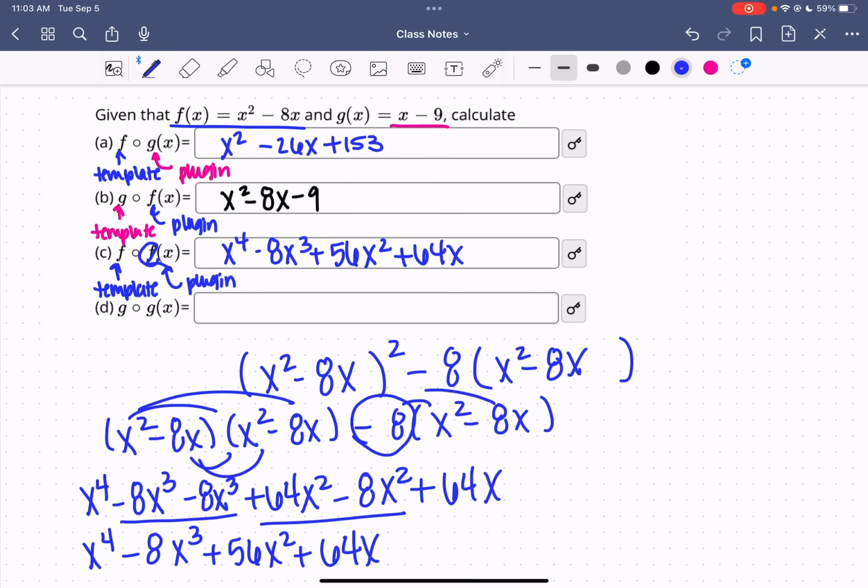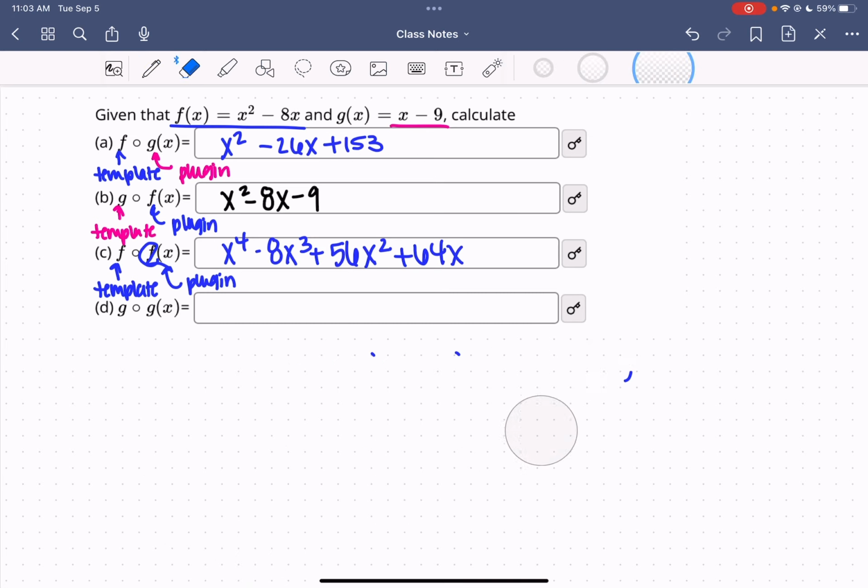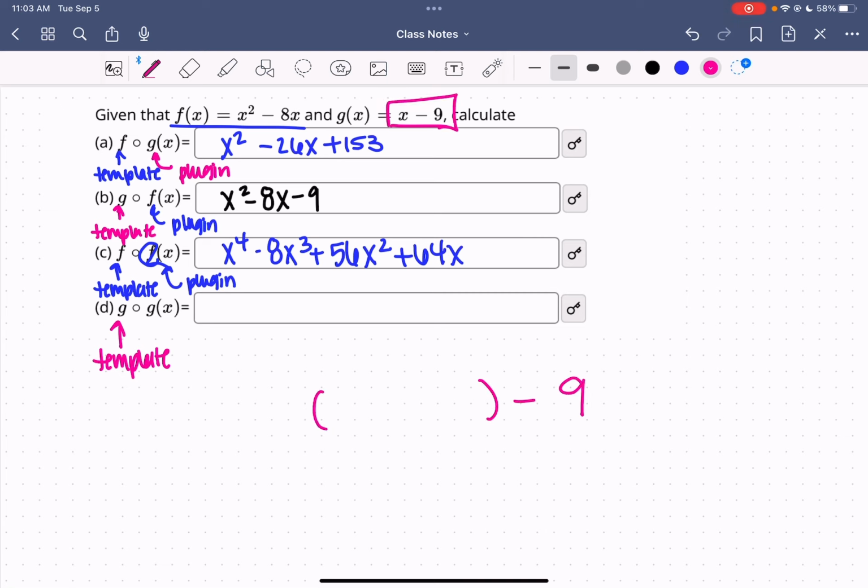Also, it looked a little tricky because you maybe had not worked one with f and then f listed again. Now again, it's all about the process. So let's look at this last one. g is going to be my template. So because g is my template, I'm going to have blank parentheses minus 9. I'm just pivoting off this equation here.